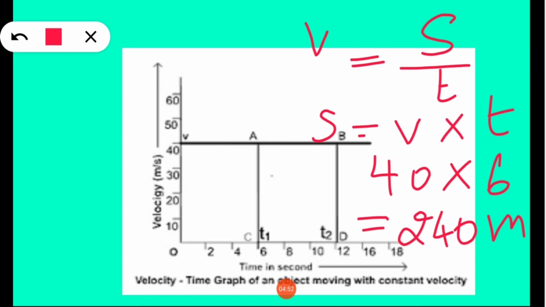If you again see the formula here, this actually is a rectangle, and we have calculated the distance as V into T, that is the length into breadth. So distance can be calculated by calculating the area of this rectangle.